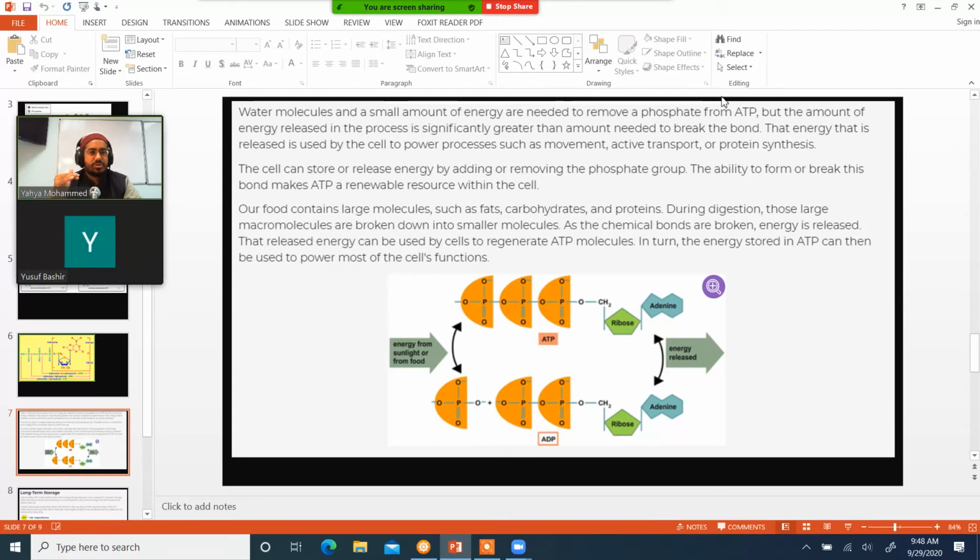So when you do that, it's like you're putting in a little bit of energy, but overall, the amount you're gaining is a lot more. You understand? All right. So when you break that bond, you produce energy.